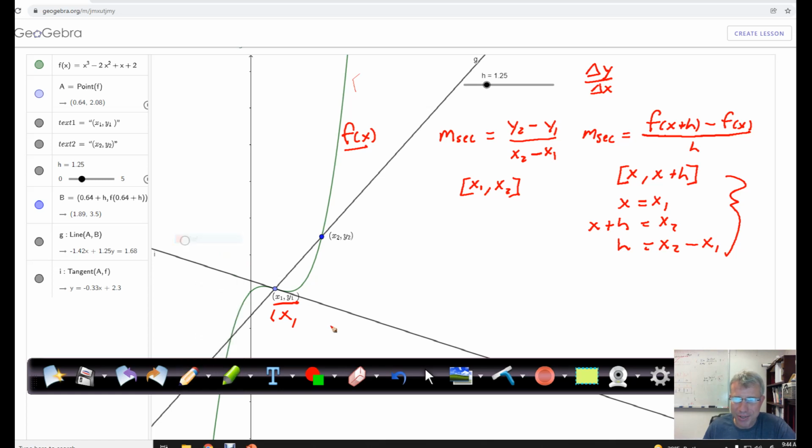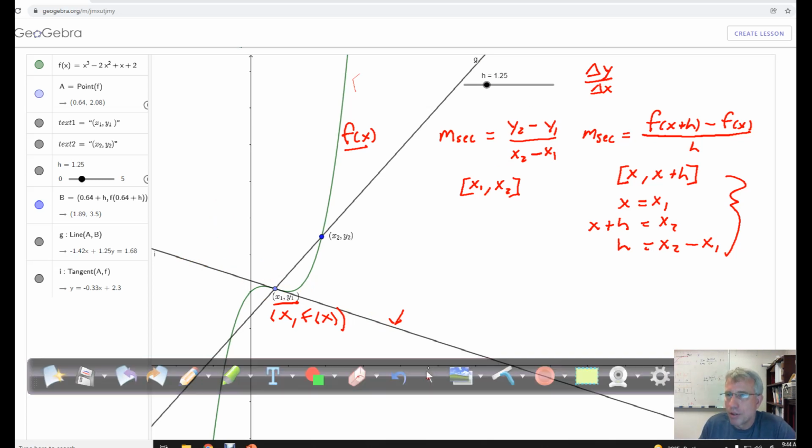At the point x, input x, output f of x. That's not very smooth. So let's say we want the slope of this tangent line. And remember, this tangent line is a line that just touches the graph at a given point. So the idea here is that we can actually think about finding the slope of the tangent line by looking at the slope of the secant line.